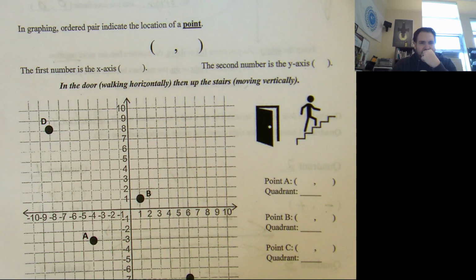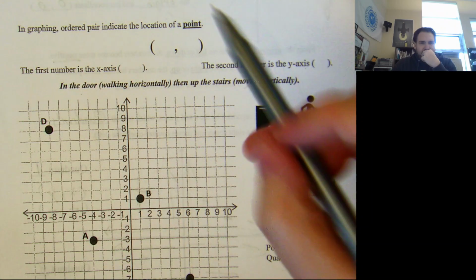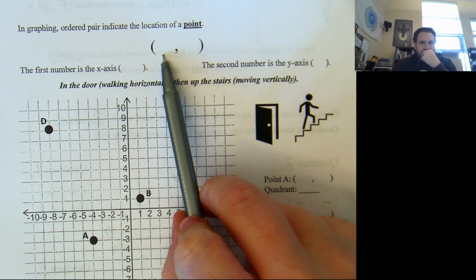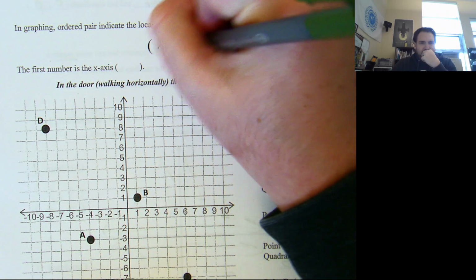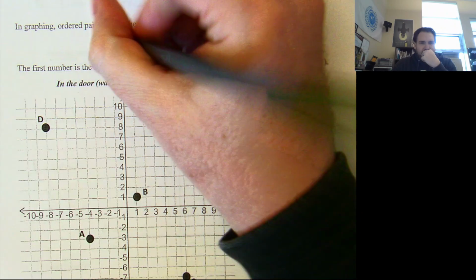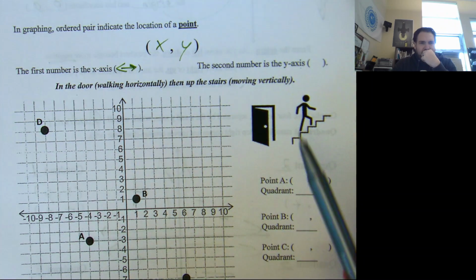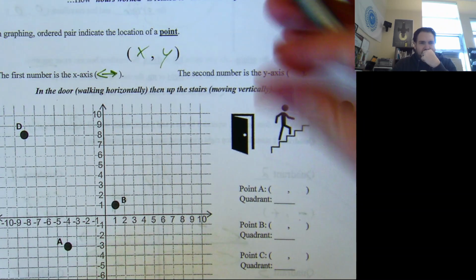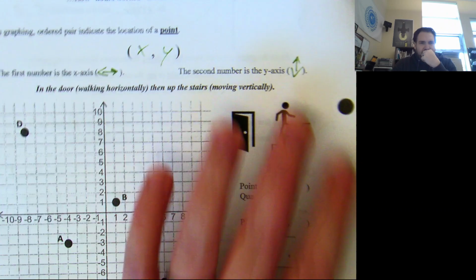In graphing, ordered pairs indicate the location of a point. Again, what comes first? So the first number is the x-axis. It's how you move left and right. The second number is the y-axis. It's how you move up and down.